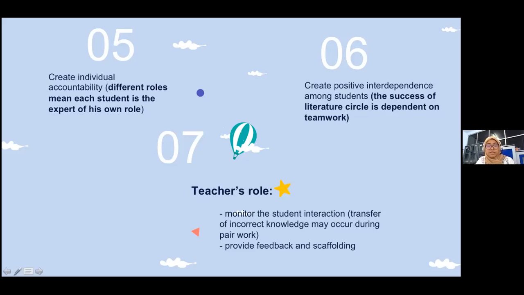And last but not least is the teacher's role, which seems very small but is very important during the literature circle, because we know that during the interaction, sometimes transfer of incorrect knowledge may happen, like the students may exchange wrong ideas or maybe wrong information. So it is the teacher's role to monitor the students' interaction, so the teacher can provide feedback and scaffolding for the students.